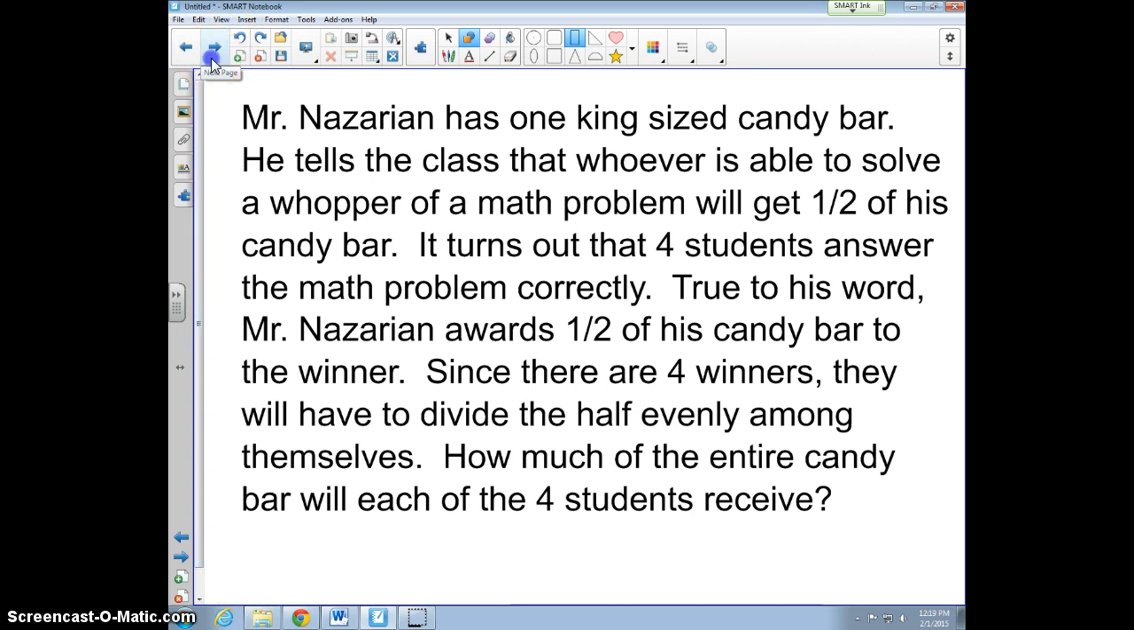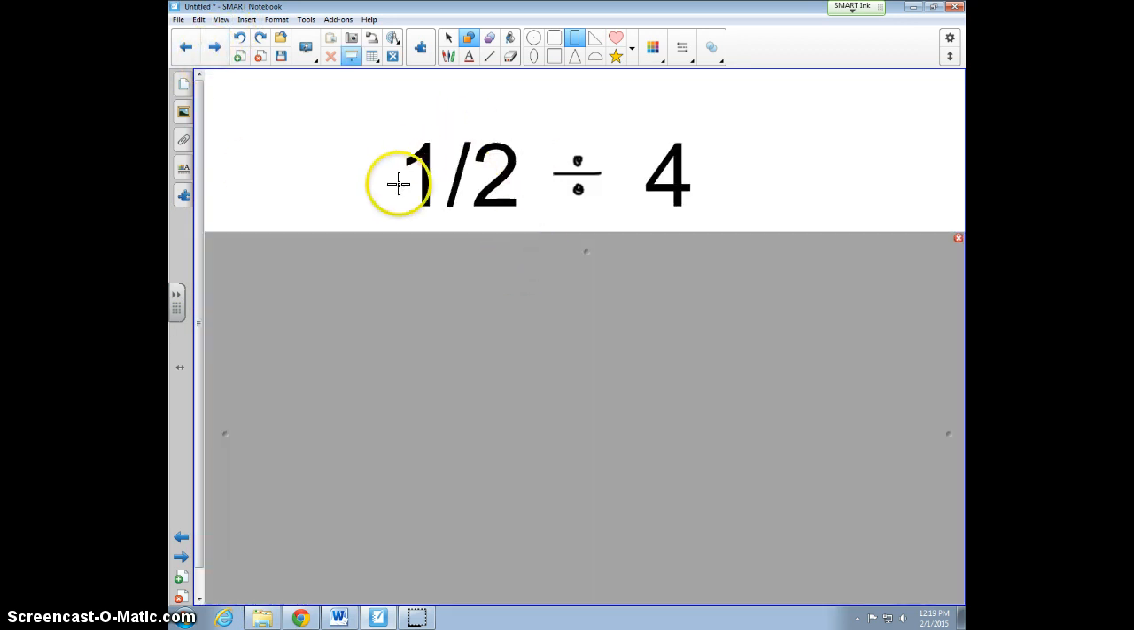So we'll look at this as a math sentence where we want to take half of the candy bar. The dividend here is a fraction. So we have 1/2, because that's how much Mr. Nazarian is awarding the winner. And then we're going to be dividing that half by 4, because there are 4 winners who are going to have to share that 1/2 evenly.